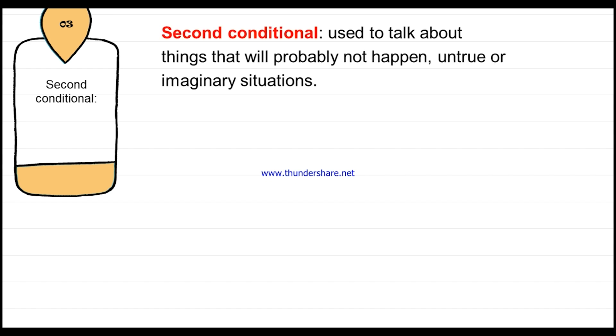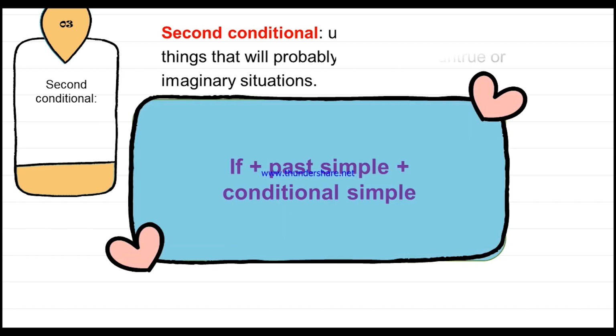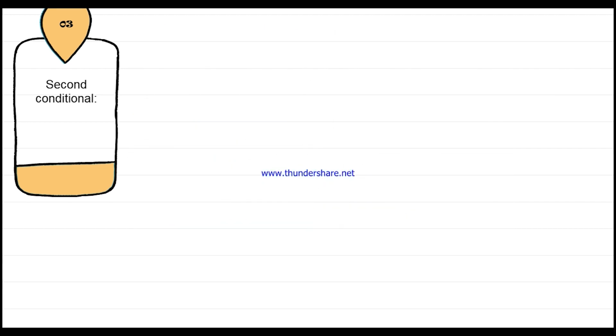Next up, we have the second conditional. The second conditional is used to talk about things that will probably not happen, untrue or imaginary situations. The structure is if plus past simple plus would plus base verb.